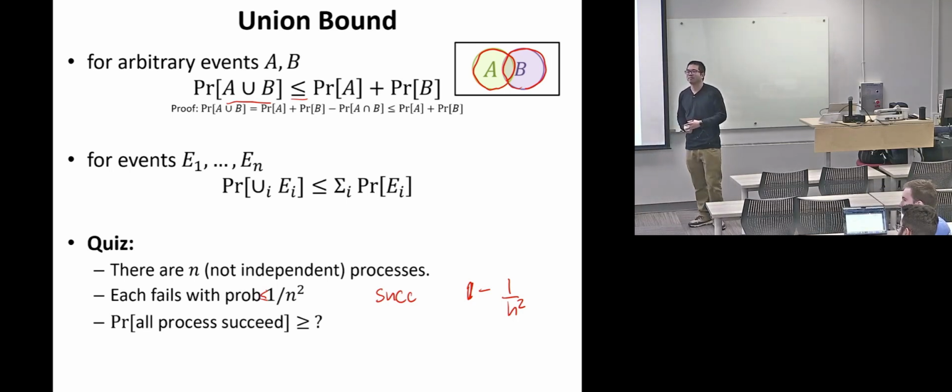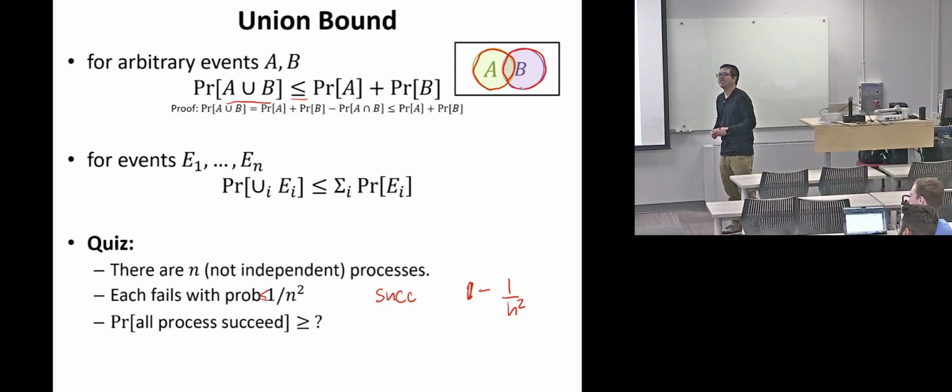Yeah, John. We didn't. This union bound gives an upper bound and we're asked for a lower bound. So we sum the probability of all processes and that gives us n times 1 over n squared, so that's 1 over n. And that's the upper bound for the probability that one fails. The probability that none fail is 1 minus that.